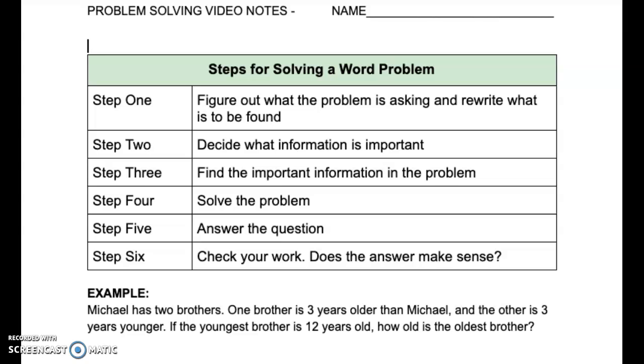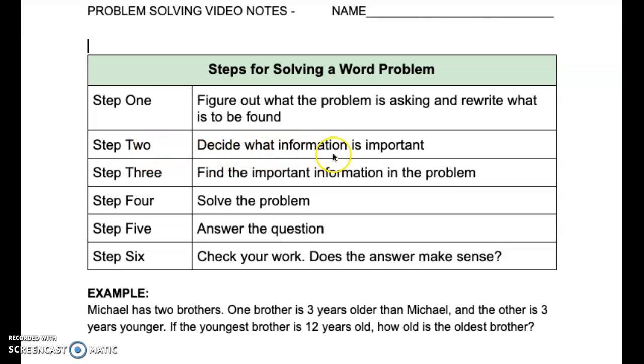You may have heard other ones from different teachers, but this is what we're going to try to use in my class. If you have something that works better, that's detailed and organized, come see me and you can try that instead. All right, so steps for solving a word problem. Step 1, you need to figure out what the problem is asking and rewrite what is to be found. So we did that already in class, trying to figure out what is the problem asking.